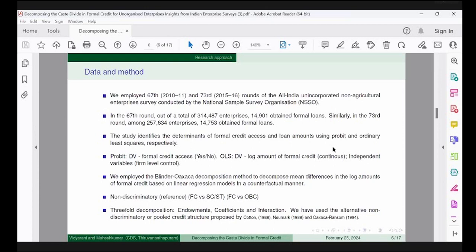But one of the major problems with the Blinder-Oaxaca decomposition method is that we are taking one group as a non-discriminatory category to compare with the other group. So, as an advancement of this method, Cotton, Neumark, and Oaxaca-Ransom developed a method where they take the averages of both categories as equal. The Blinder-Oaxaca decomposition gives us three components: endowment, coefficient, and interaction effect. The endowment mainly focuses on the firm characteristics, the coefficient discusses discrimination or unobserved factors, and the interaction discusses the simultaneous effects of both endowment and coefficients.